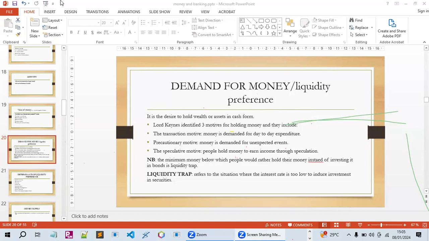And why is liquidity desired? Liquidity is desired for three motives. First being the day-to-day transaction. Secondly, holding money in cash form for unexpected events, which is the precautionary motive. And then holding money to earn more money through speculation. We shall look further into that when we are looking at the Keynesian theory of demand for money.